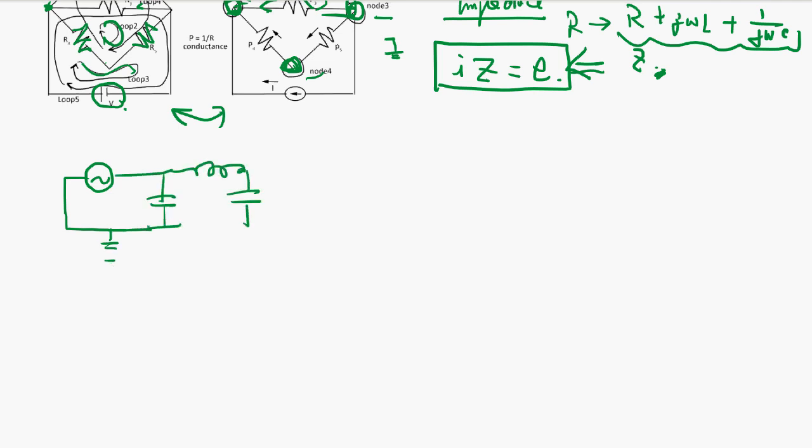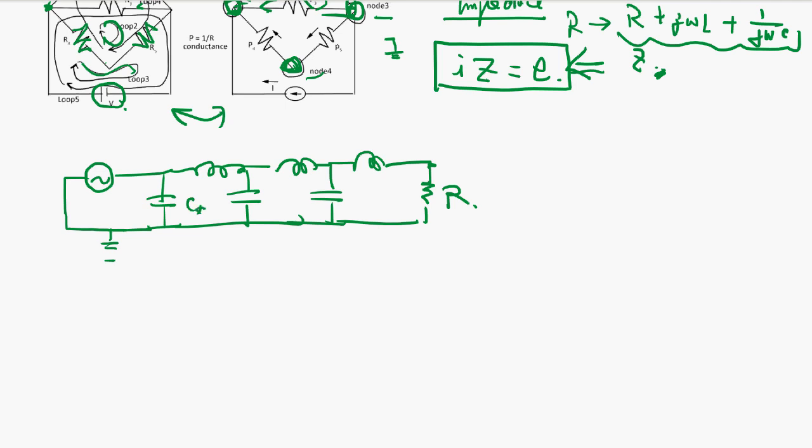Say like a filter, you have a distributed capacitor, inductor, capacitor, inductor, capacitor, inductor, and load R. Okay, and C, this is distributed, and L, L, L. This kind of circuit you can solve using Kirchhoff's method, right? Either node method, node 1, 2, 3, 4, 5, or loop.